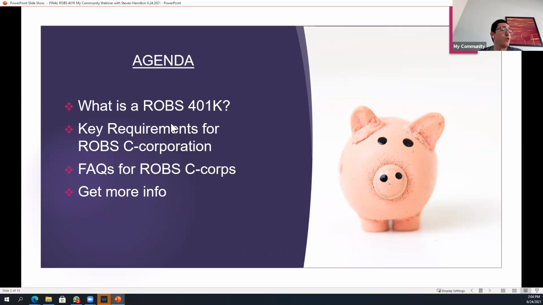As far as the agenda, we want to first set the stage as far as what is a ROBS 401k. We'll talk about some of the key requirements for a ROBS C corporation. And then we'll go through some good FAQs that we often hear.